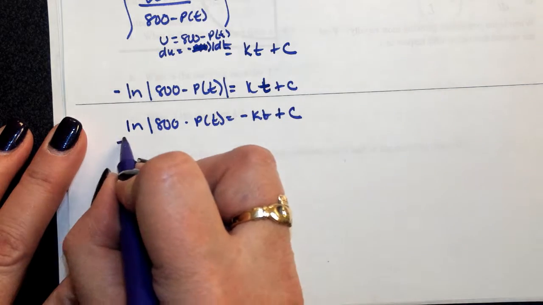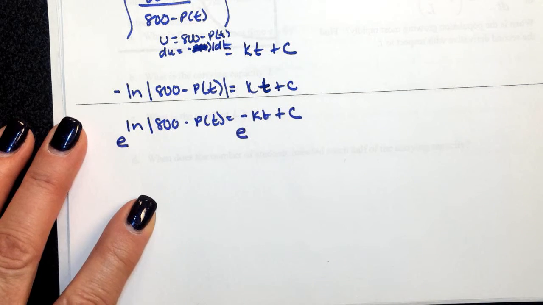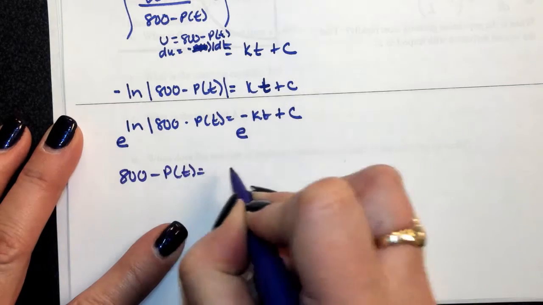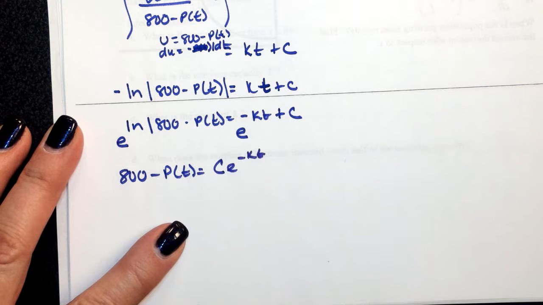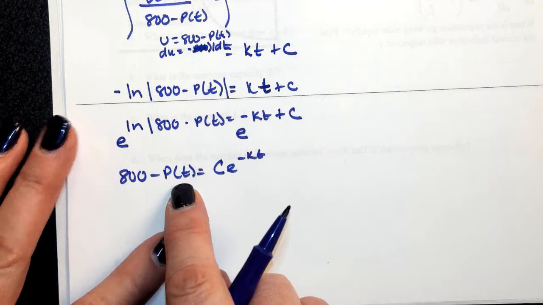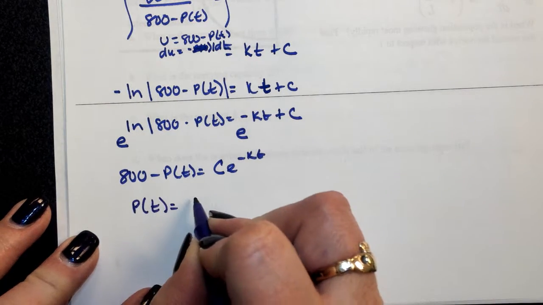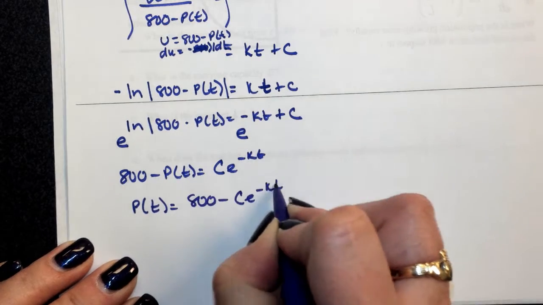Now I'm going to exponentiate. Take e and raise it to the power. So I have 800 minus p of t is equal to c times e to the negative kt. So now I'm trying to solve for p of t, remember. So p of t is going to be equal to 800 minus c times e to the negative kt.